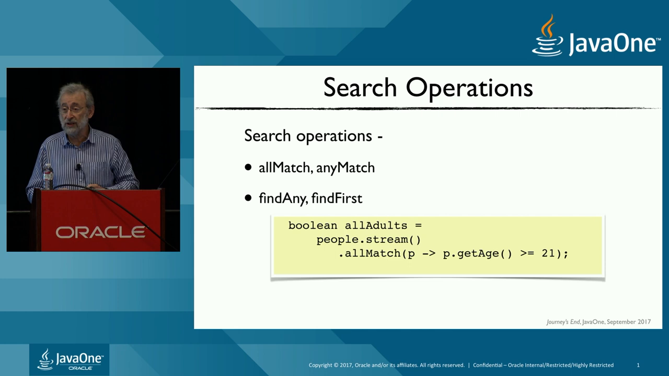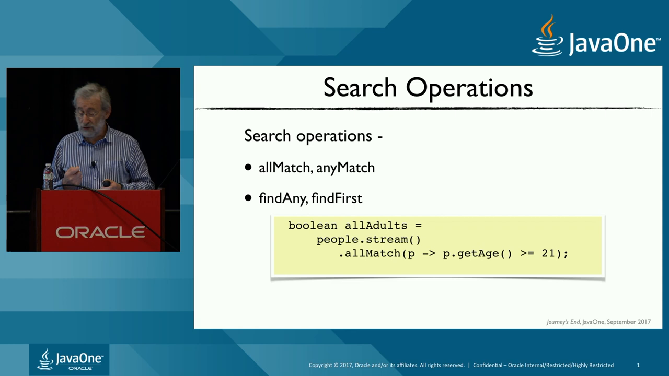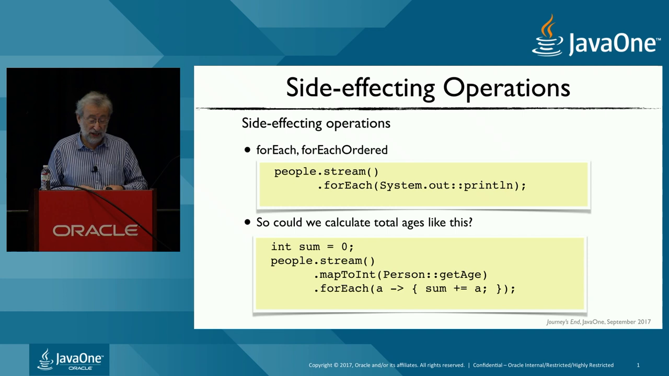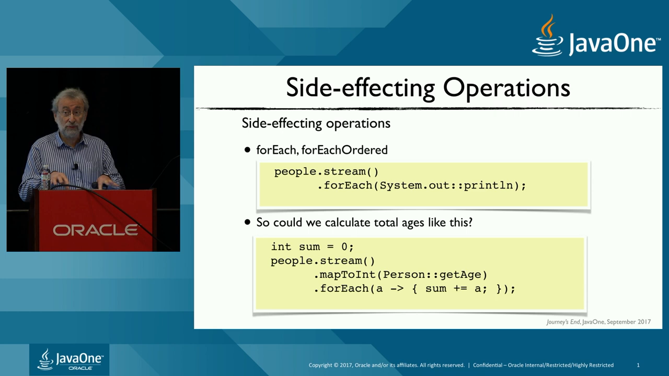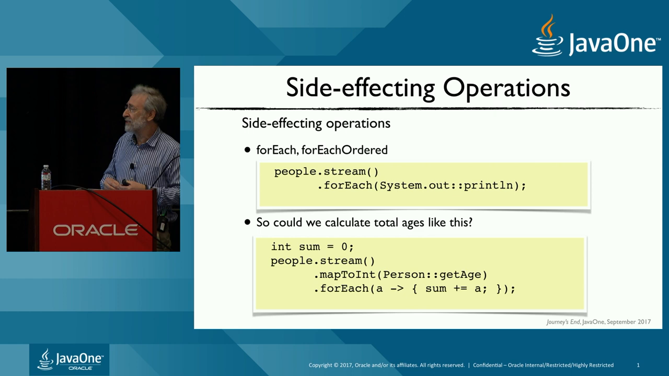Without them, you actually couldn't do anything useful with infinite streams. The second kind of terminal operation are side-effecting operations. Everyone loves these because they look like what you're used to. So you've got forEach, and everyone says, all right, I really can do iteration here. One of the points I'm going to be making in this talk is you really can't do iteration any longer. You see forEach, and you think, hey, I can do iteration.